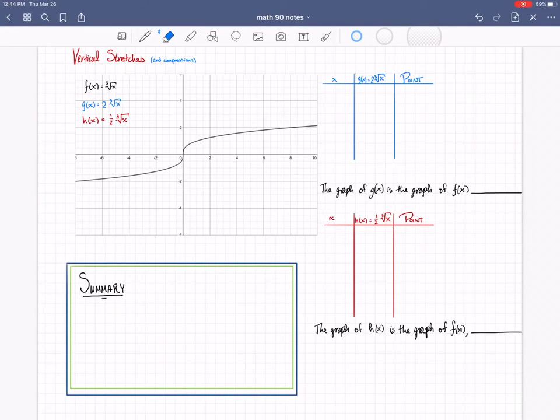Hello everybody, me again, and this time with a lesson on the last class of transformations that we will work on, which is stretches and compressions. So the first thing I'm going to talk to you guys about is vertical stretches.